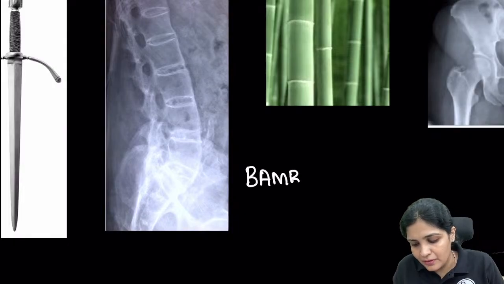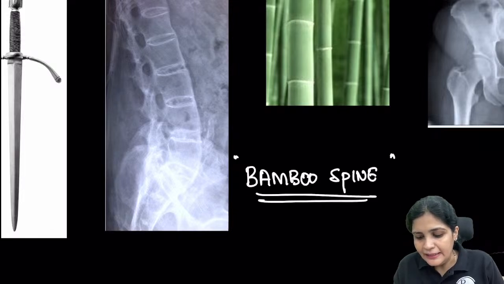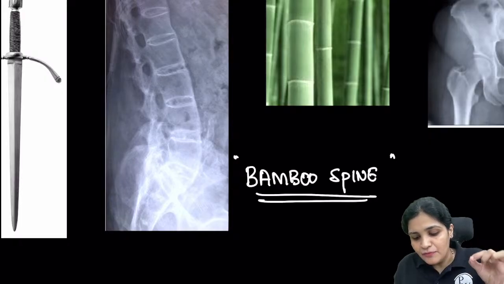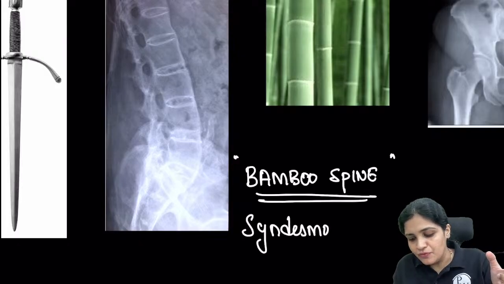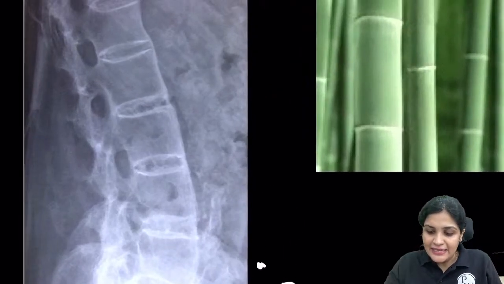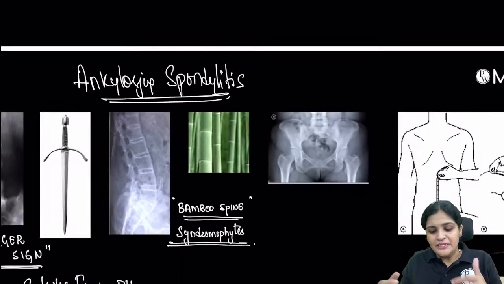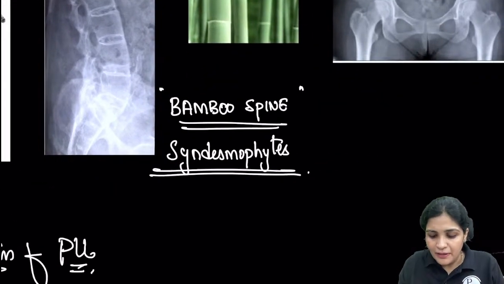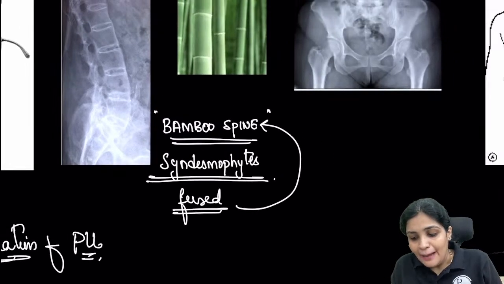And what is this? Bamboo spine. Yes, this is bamboo spine. Why is this called bamboo spine? Reason behind it? Again there will be formation of osteophytes, but here they are called syndesmophytes. So what is a syndesmophyte? If you see, there is a calcification again at the end of the vertebrae like this, right? And over a period of time, because of the multiple syndesmophytes which are formed, all the vertebrae will get fused, resulting in a single unit which is called your bamboo spine.